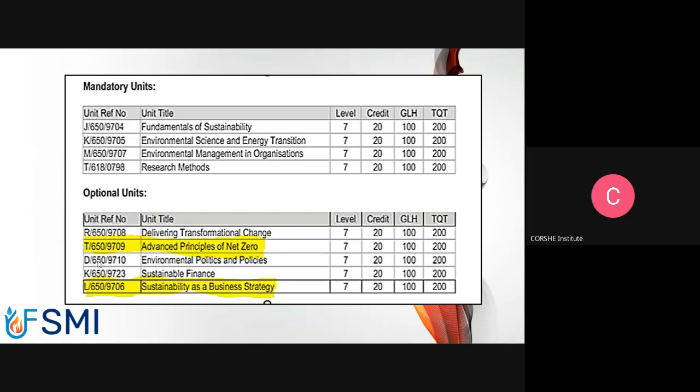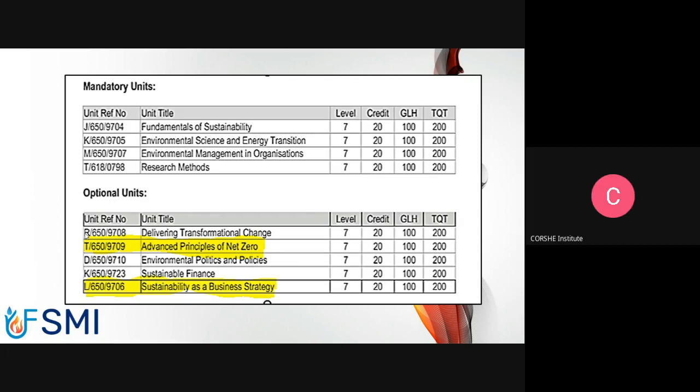Okay, so are you going to discuss all the units, or just the 2 which need to be selected? Exactly. We will be discussing all of those if somebody asks us to. For now, nobody has asked us to go for other units. For now, it has been decided that we will only be delivering presentations or trainings on the advanced principles of net zero and sustainability as a business strategy. This is the decision as of now. However, if some learner comes up and wants to opt for any other units, they're definitely more than welcome.